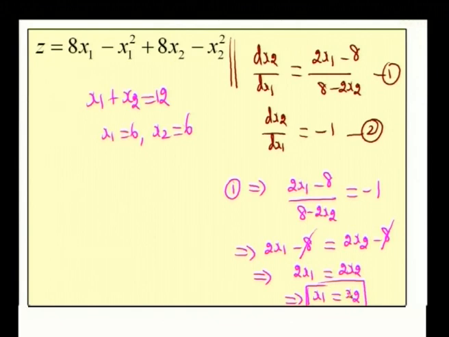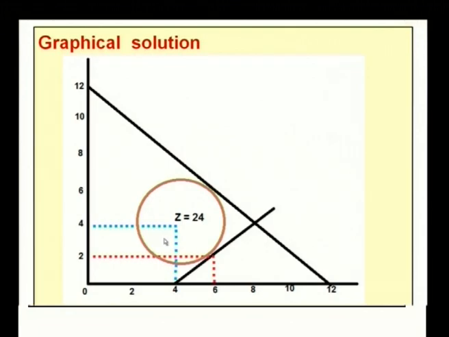Since x1 equal to x2 and we have the equation x1 plus x2 equal to 12, the solution is x1 equal to 6 and x2 equal to 6. This means that the tangent of the circle to the line x1 plus x2 equal to 12 is at the point (6, 6).